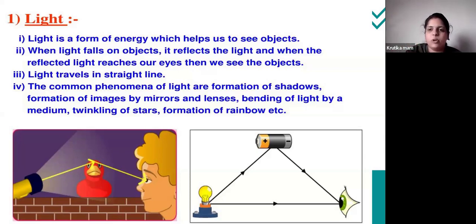First, the light should fall on the object, then it will reflect back to your eye, then you are able to see the objects around you. Getting my point? Okay. So that is the second point they are explaining here. When the light falls on any object, then the light is reflected and it will reach your eyes and you are able to see the object around you. Okay, so very clear phenomena.